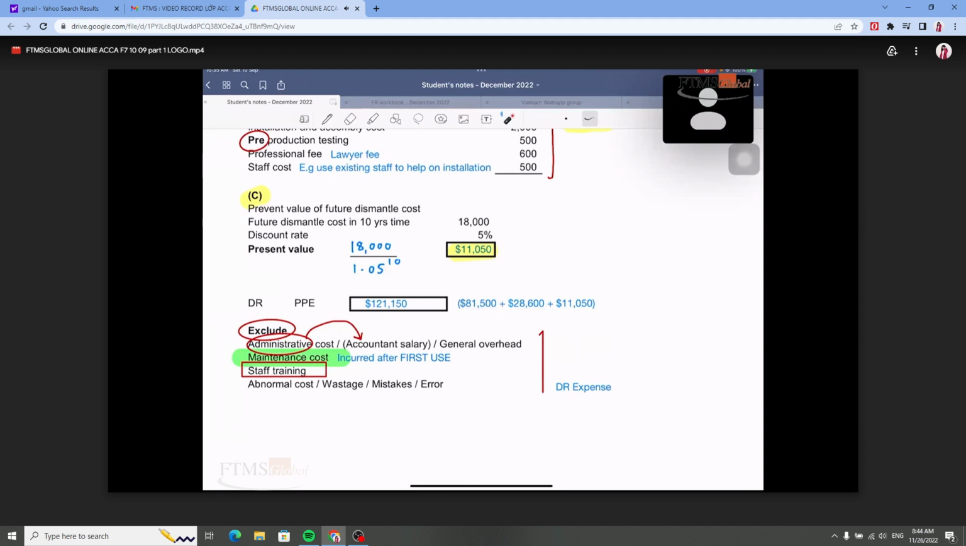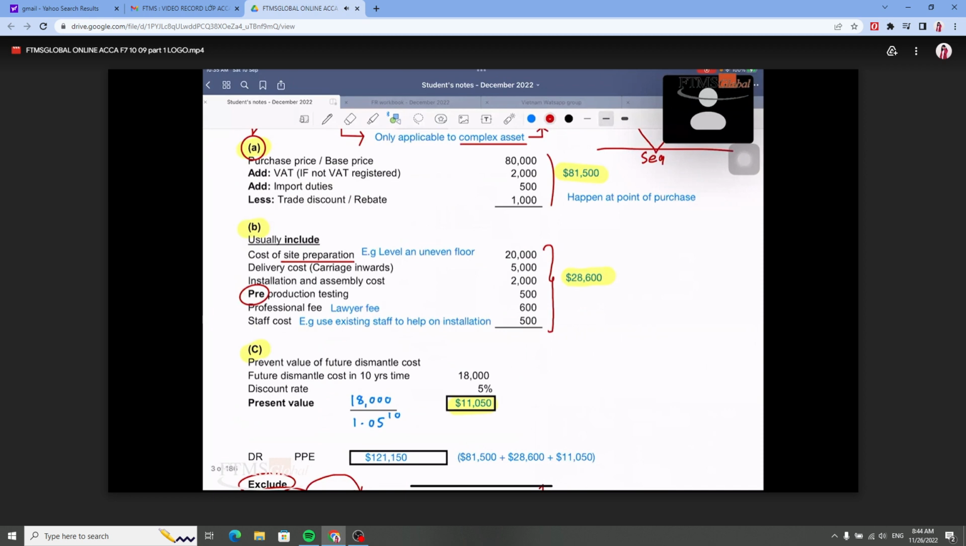And lastly, mistake. Obviously, I should not capitalize. I should expense it off. You still need to debit somewhere, the only thing is you can't debit to PPE. So for mistakes, I need to debit to expense. I got no other choice really. Prudence concept: mistake, wastage, all these, of course, you will not want to overstate your asset. Then you have to put it somewhere, and of course it has to be expense. Prudence, remember, do not overstate your asset.